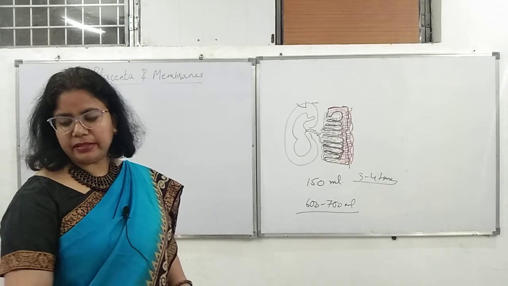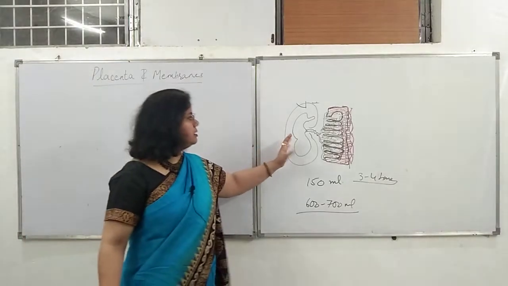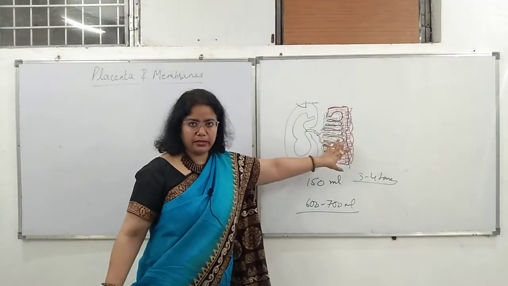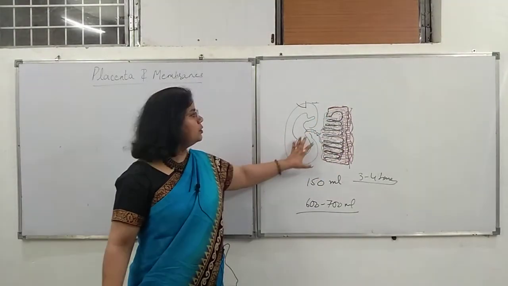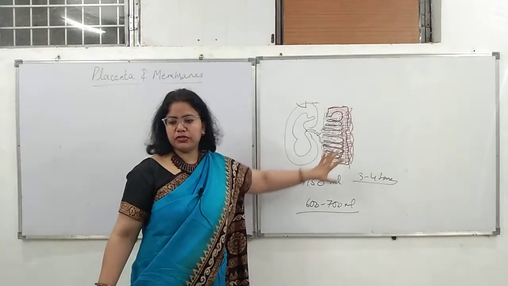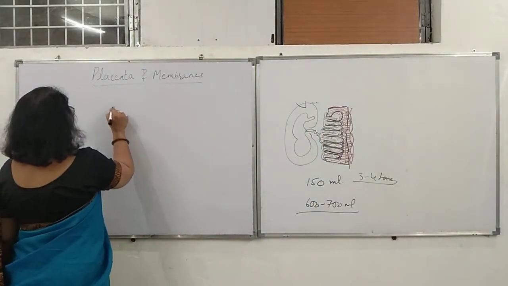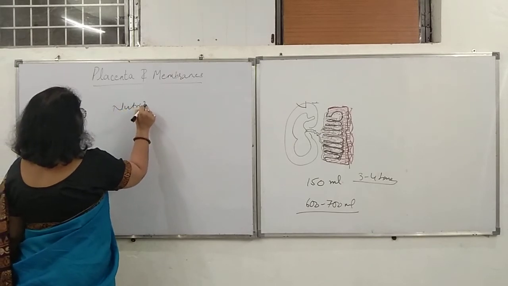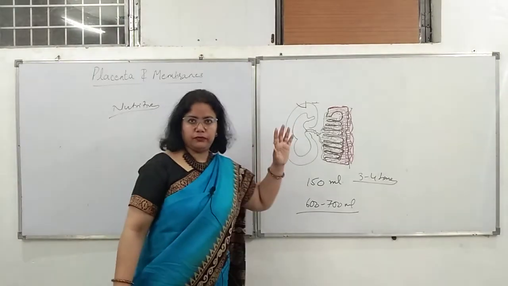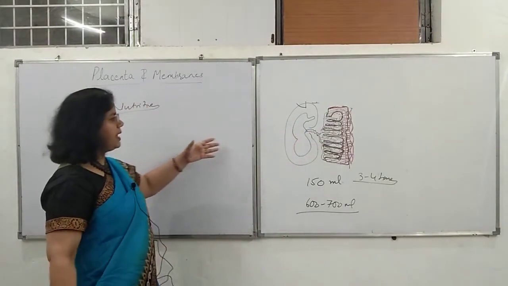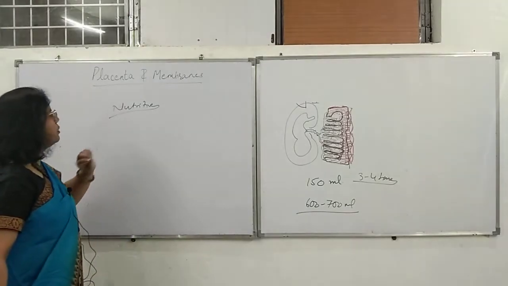Now, coming to placental function. The placenta attaches the fetus to the maternal uterine wall, and it has functions not only of anchoring but other functions as well. Now, these functions can be nutritive function. Everything that the fetus is made up of crosses from the placenta to the fetal side. So nutritive function is very important.